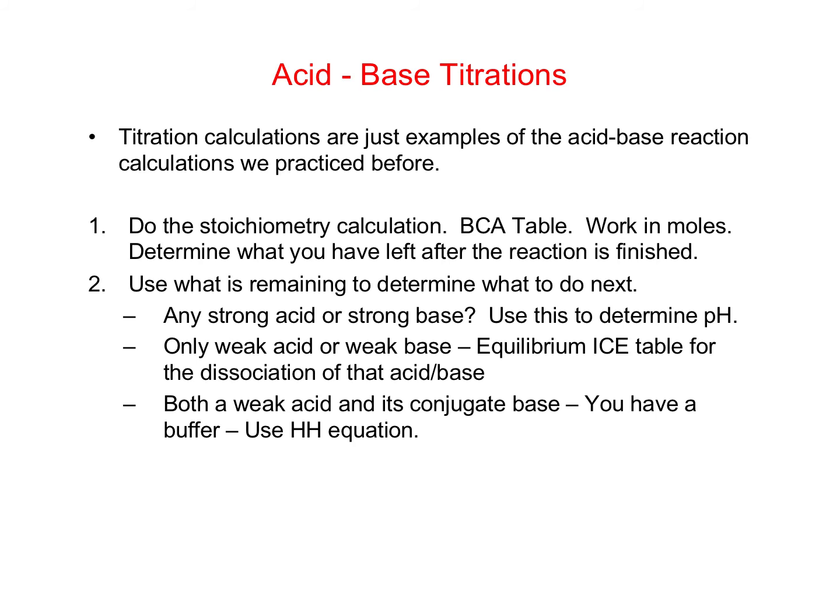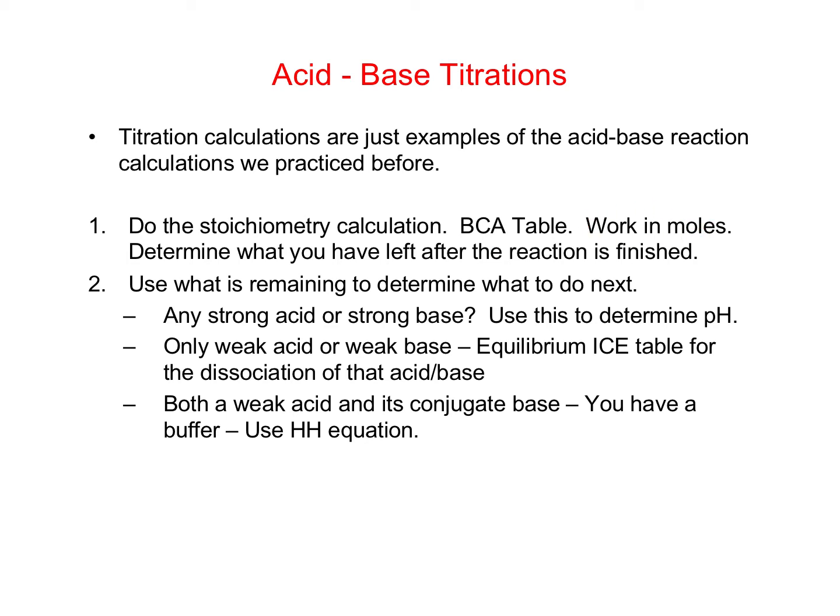Now, I just wanted to make a callback to one of the previous videos from the previous lesson plan. All of the calculations involved in the different types of titrations that we might consider are just examples of the acid-base reaction calculations that we practiced before, right? These were the two-step calculations, where we first did a stoichiometry calculation, where the reaction is going to completion. This is where we used a BCA table, and because we're doing stoichiometry, we had to work in moles.